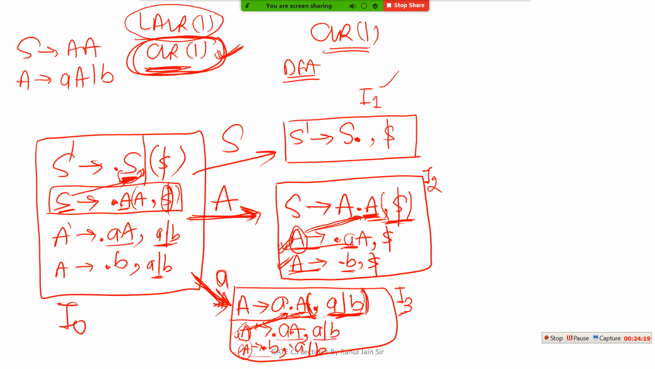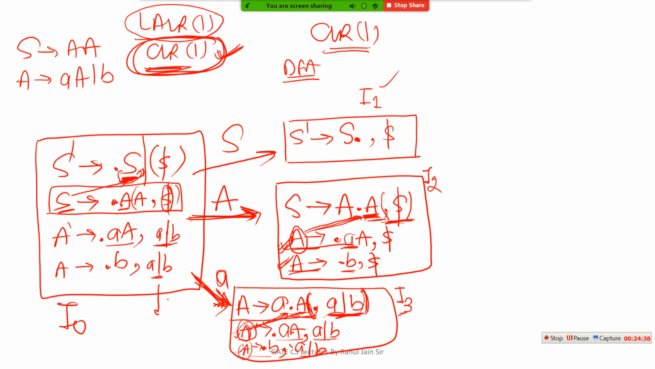Is it clear, Soumya? Is it clear why AB are the look aheads of it? Because after traversing A one position to the right, I am getting A and B. So first of A and B is A and B, like that. Okay, it is clear to Soumya.